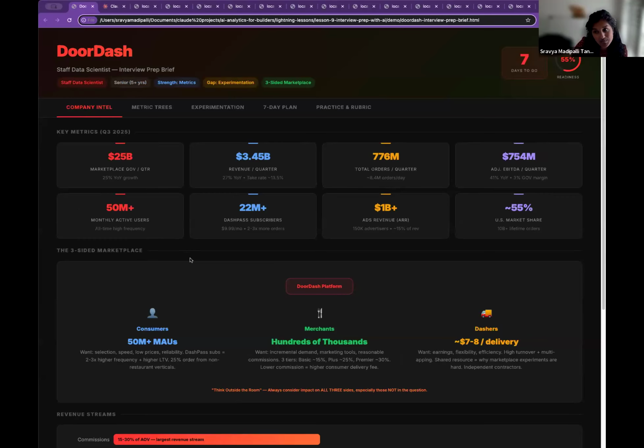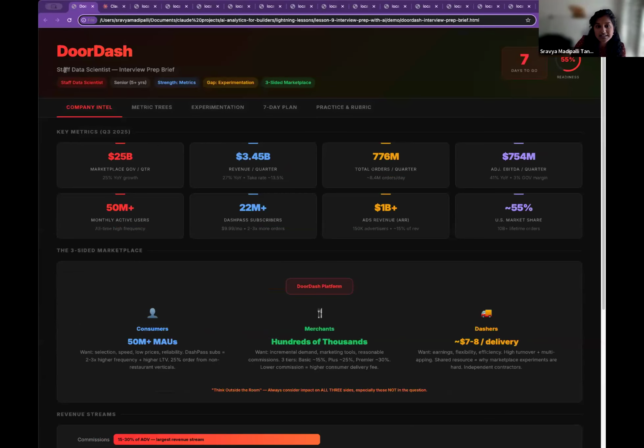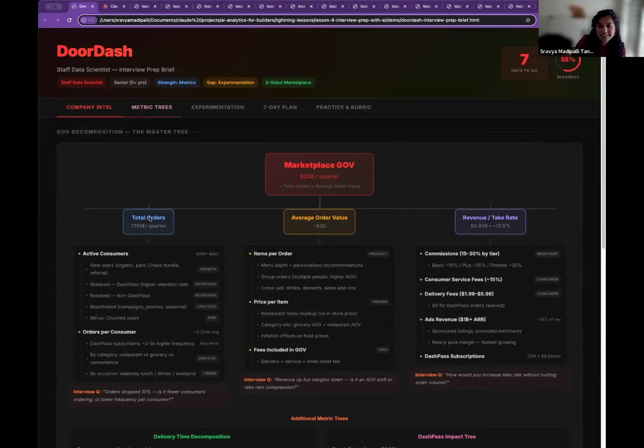So this is the final output that I have on a plan. Let's say you're a staff data scientist and this is your interview prep brief. This is the company intel, and it took these as the metrics. If you're a staff data scientist, if you're a senior, and if your strength is metrics and your gap is experimentation and it's a three-sided marketplace, this would be like a prep plan for you, an interview prep brief.